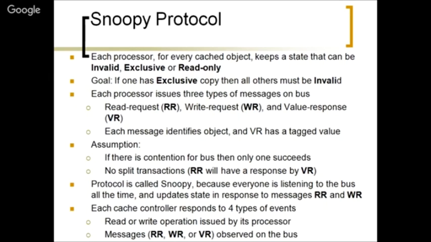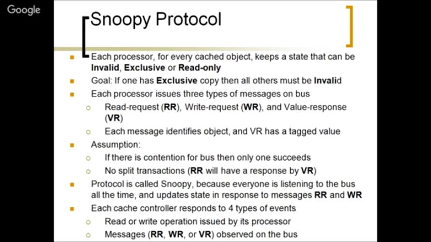Okay. So what is our goal? If one has the exclusive copy, then the others should have it invalidated. That's what I'm saying regularly. If I want to write something, it means I am in the exclusive state. Then all the remaining processors in the same system, which have their own copy at that time, must invalidate that copy, because I want to update it. They must invalidate their own copy so that they can read the new one.